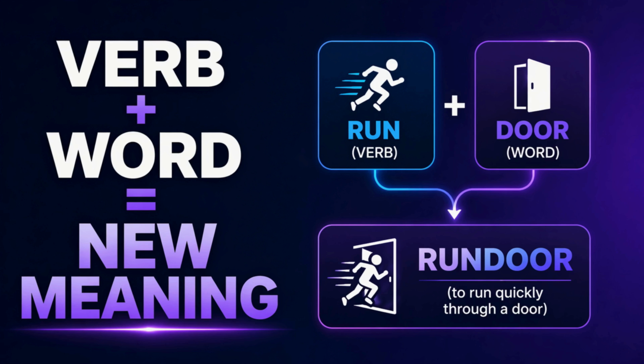Let us understand this clearly. Take the verb come. When we say come in, it does not just mean come and in separately. It means enter. When we say come across, it does not mean come and cross. It means find something by chance. So, the meaning is different. This is why phrasal verbs are important.